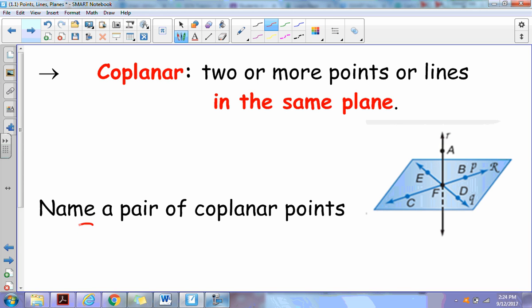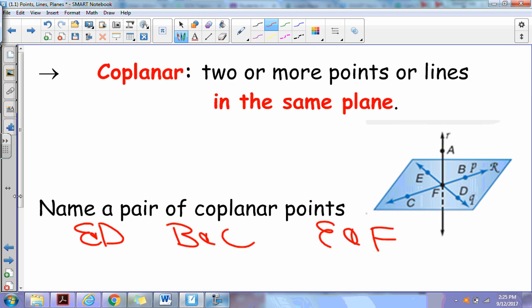E and D, yep, they're on the same plane. Good. B and C, good. Another pair? E and F, sure. All right, and we could keep going, but we don't need to. We just said a pair.